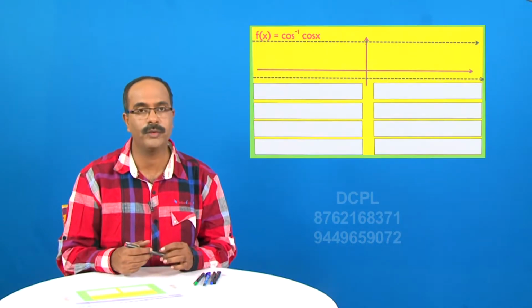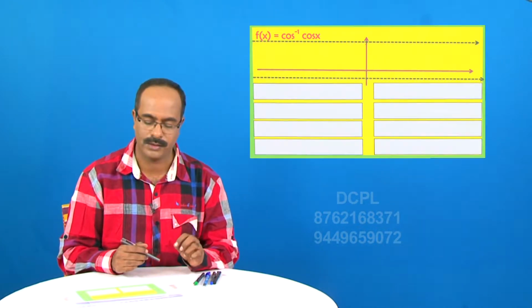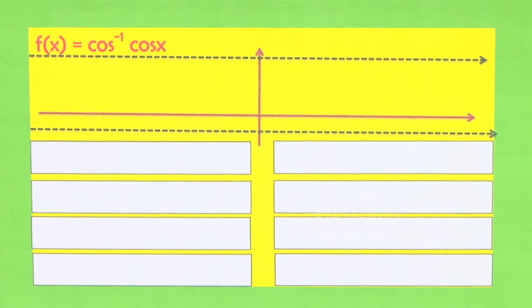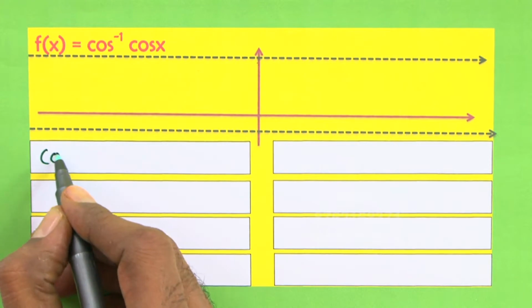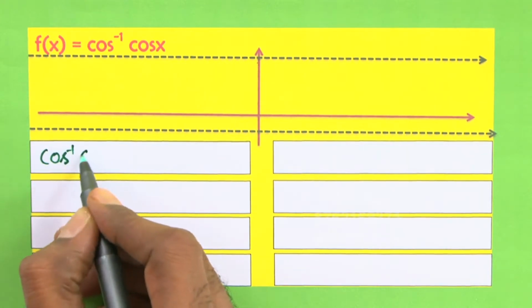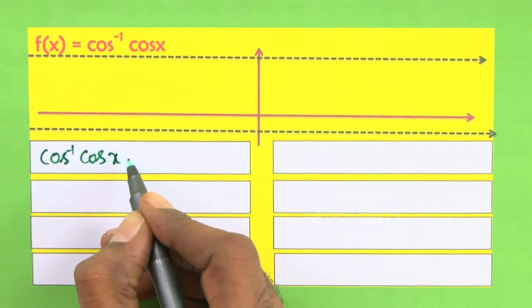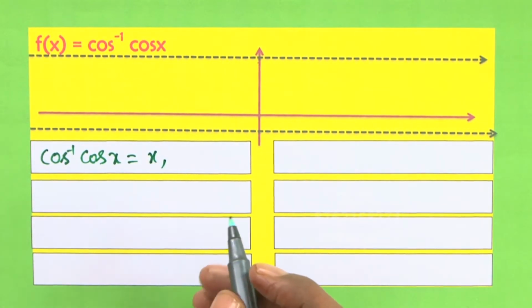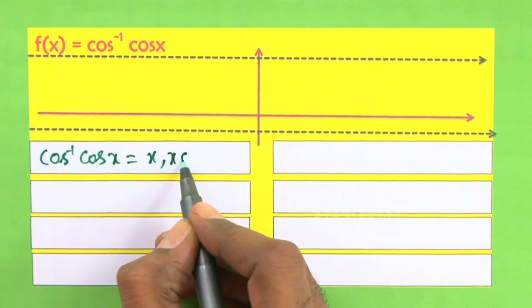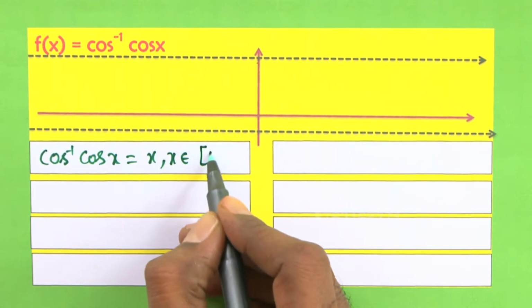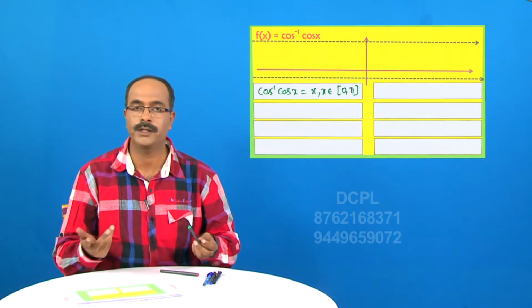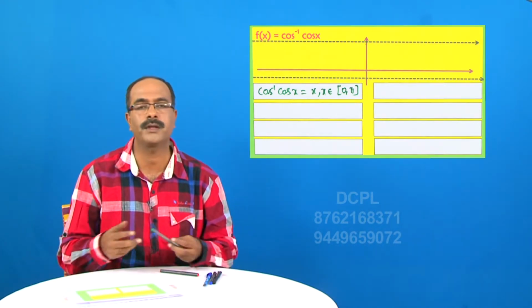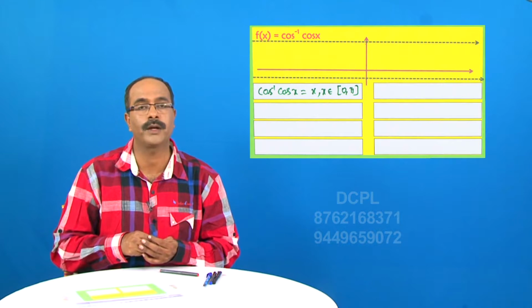Now, let us talk about cos inverse of cos x. First, once we start talking about cos inverse of cos x, I will say cos inverse of cos x is equal to x if x belongs to 0 to pi, the first basic thing, right? It's a matter of common sense. Cos inverse of cos x should be x if x belongs to 0 to pi.